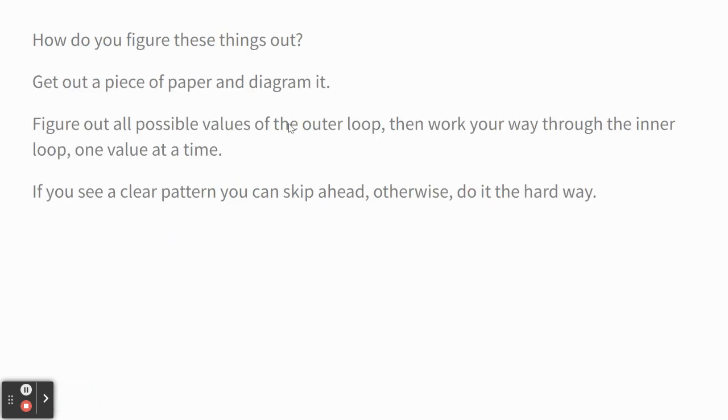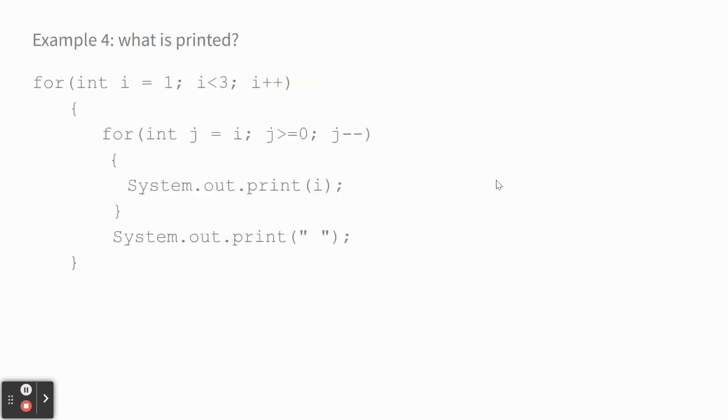So how do you figure these out? I recommend getting a piece of paper out and diagramming it. Figure out all the possible values of the outer loop, and then see what's happening on the inner loop. And then sometimes you can see a pattern and go, okay, I see what's happening. Sometimes you kind of have to do the whole thing. So there'll be multiple choice questions like this on the AP test.